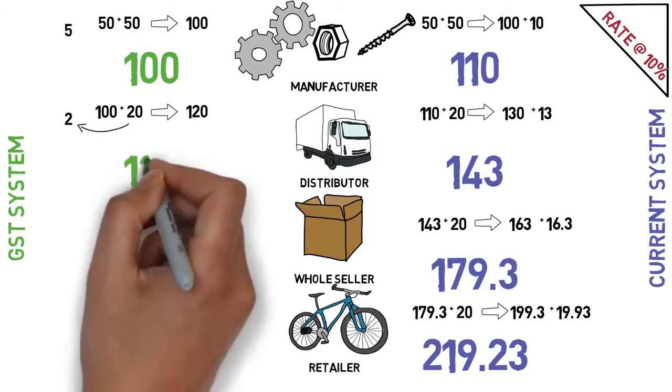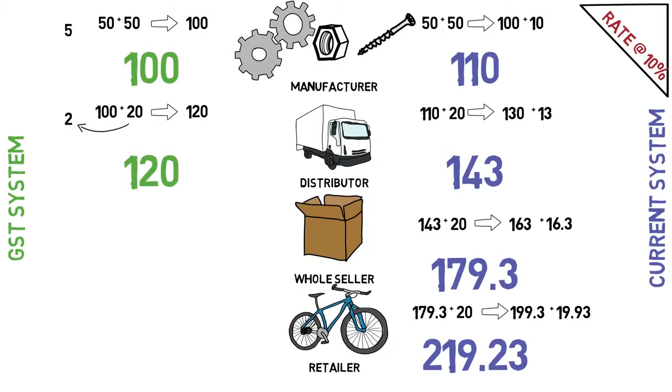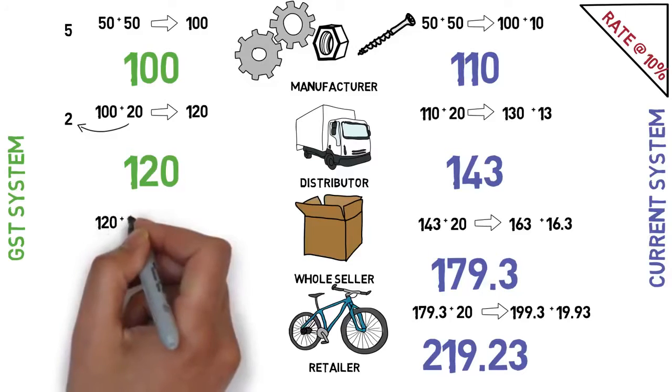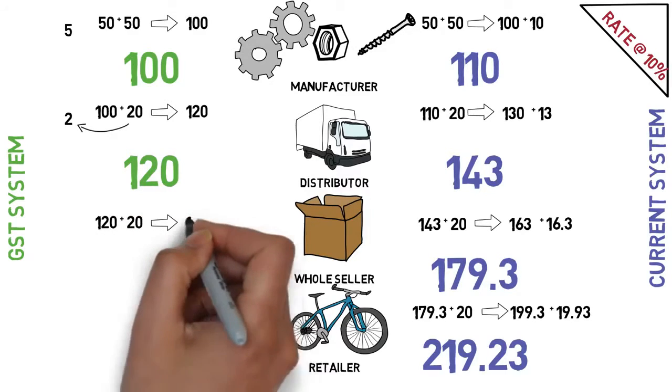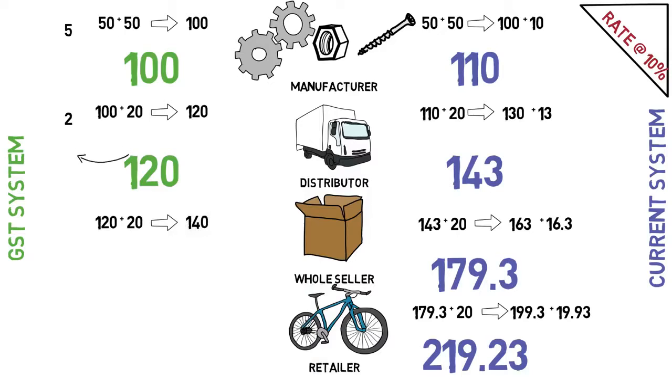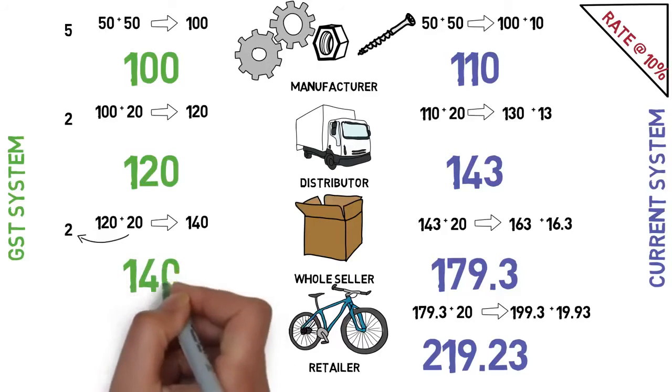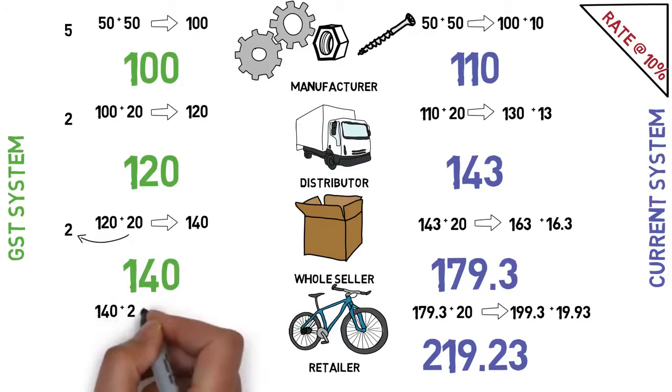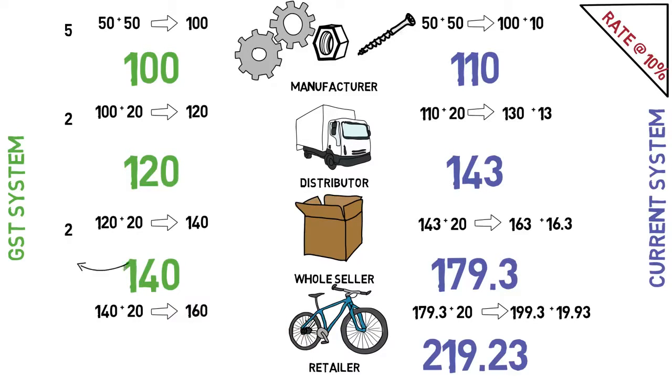The wholesaler buys the product for 120 rupees and follows the same pattern, adding 20 rupees as his profit, and the price becomes 140, and pays a tax of 2 rupees on his profit of 20 rupees. The retailer buys the product for 140 rupees, adds a profit of 20 rupees, pays taxes of 2 rupees on his profit of 20 rupees and raises the final consumer price to 160 rupees. So if the prices are compared, the product is 59.23 rupees cheaper in the GST system than the current system.